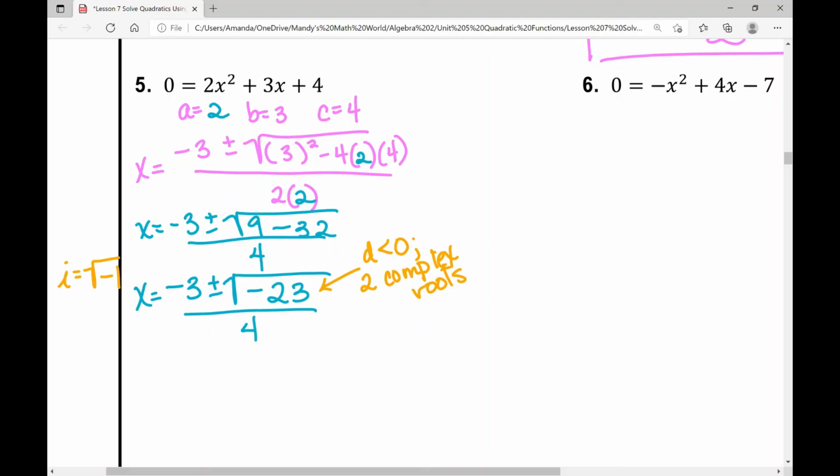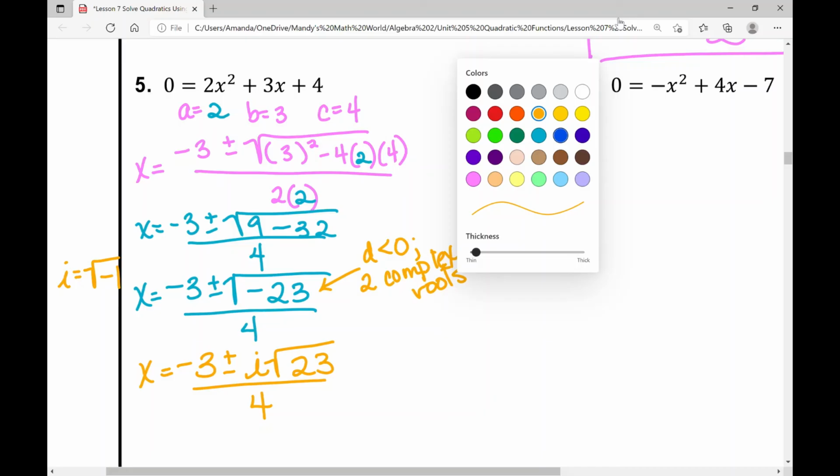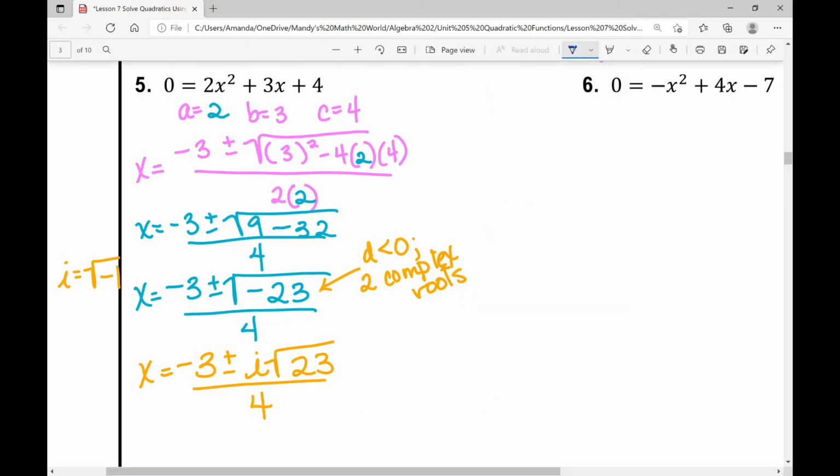So if I have the square root of negative 23, which I cannot simplify, the square root of 23, I'm going to rewrite it just like this: negative 3 plus or minus i times the square root of 23 over 4. And that's my answer. So you're not going to leave your answer with a negative underneath your radical. You're going to pull an i out.